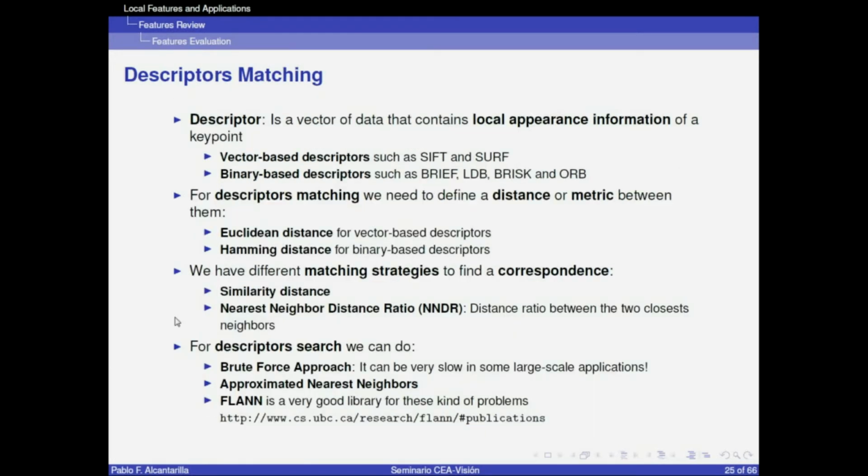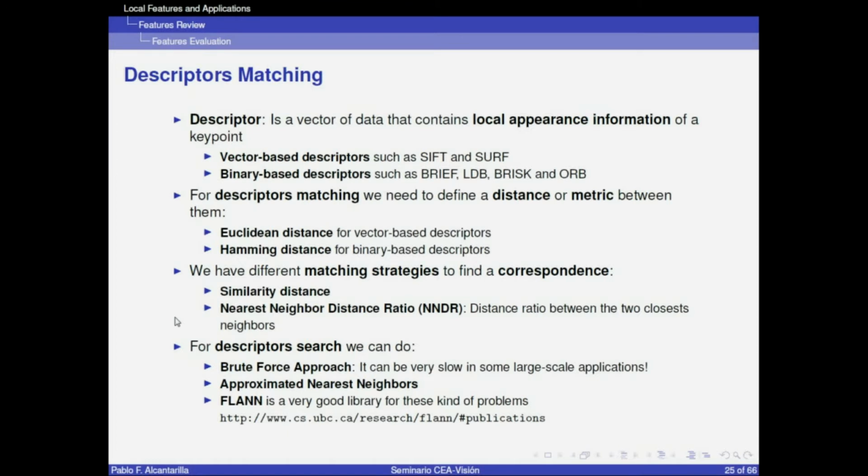Now let's talk a bit about descriptor matching. First, let's remember what a descriptor is. A descriptor is basically a vector of data, and this vector contains local appearance information of a key point, of the neighborhood of the key point. We have to differentiate between vector-based descriptors such as SIFT or SURF, where each element in our descriptor is represented by a float or a double, and binary-based descriptors such as BRIEF, LDB, BRISK, and ORB, where each element in the descriptor is represented by a bit, so the descriptor is simply a binary string.